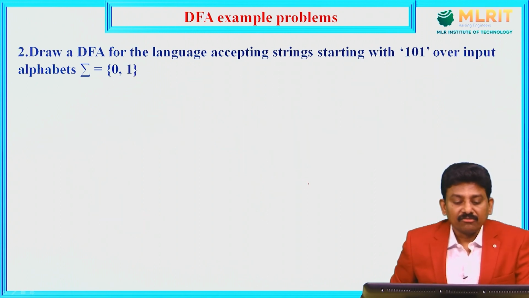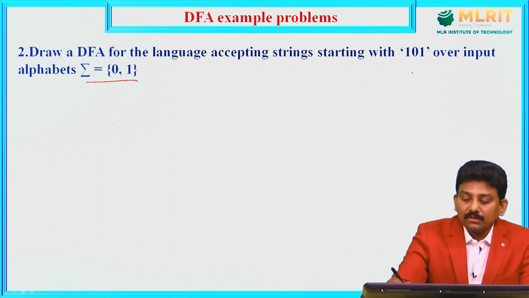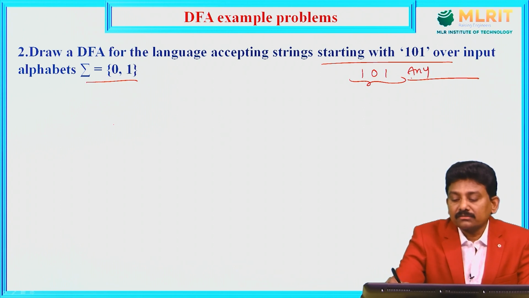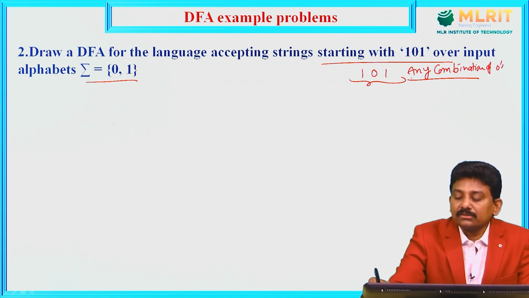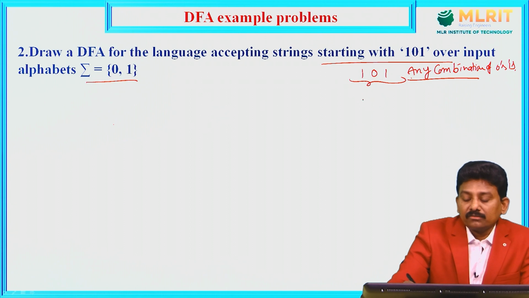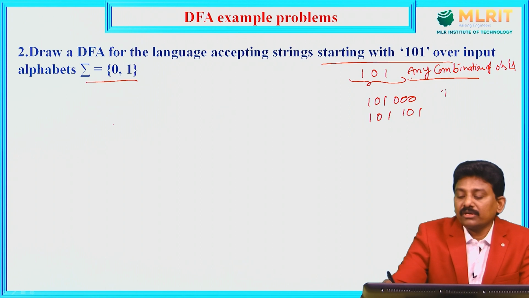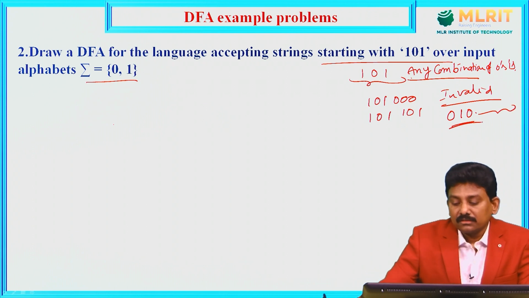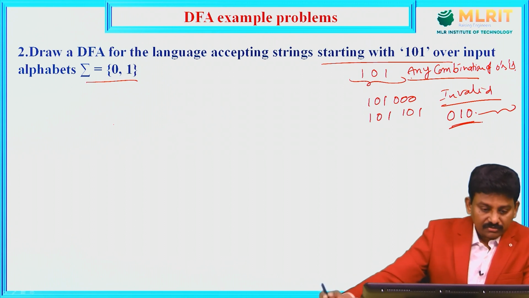Draw a DFA for the language accepting strings starting with 101 over input alphabet 0, 1. So, starting with 101, the first three symbols are in the order 101, and afterwards any combination of zeros and ones. A valid string is 101, and after that you can get any combination like that. Otherwise the string is invalid. The first three symbols must be in the order 101.